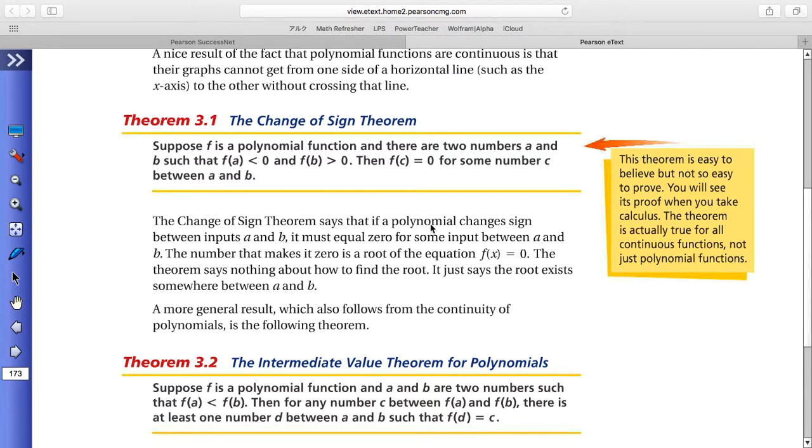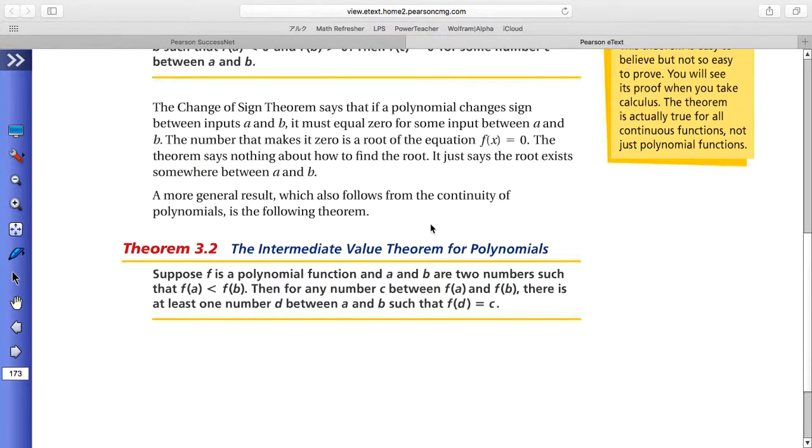Alright, this video is to go over the change of sign theorem and the intermediate value theorem for polynomials. So, Theorem 3.1, the change of sign theorem, says: suppose f is a polynomial function and there are two numbers a and b such that f of a is less than 0 and f of b is greater than 0, then f of c has to be 0 for some number c between a and b.